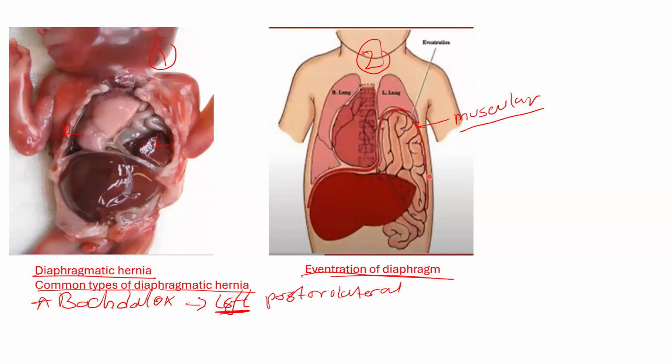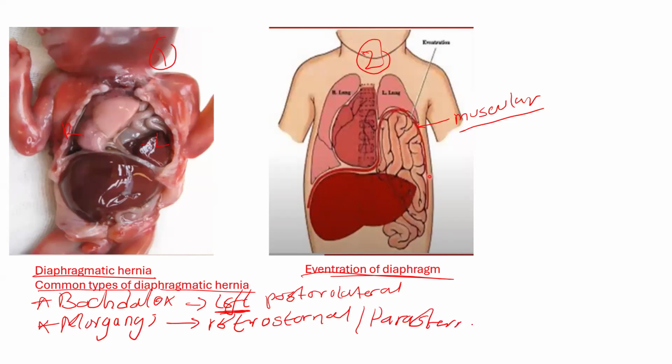What about the other one? Very good. Morgagni hernia. Okay, so this one is a retrosternal hernia. It's a hernia just behind the sternum. It's an anterior hernia, retrosternal or parasternal, just behind or on either side of the sternum. That's a Morgagni hernia, through the foramen of Morgagni.